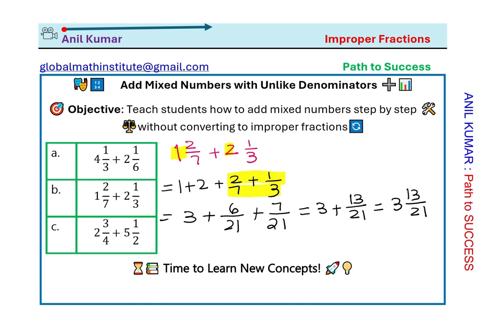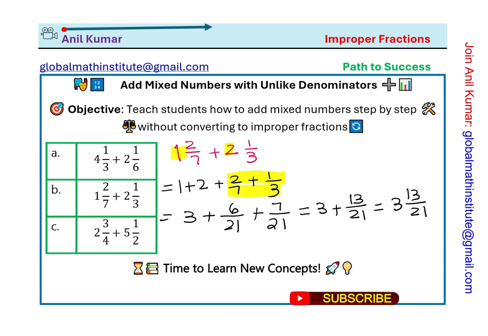Do you see how simple it is? All numbers are as they were, simple. We did not complicate them, we did not make them bigger and larger. No conversion to improper fraction. So that's the beauty. So you can apply this strategy to the last question.